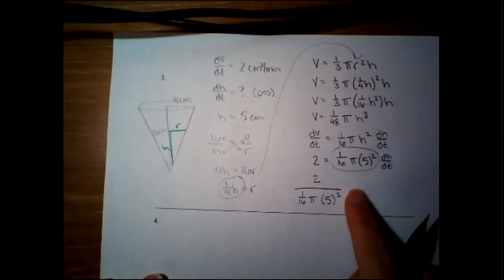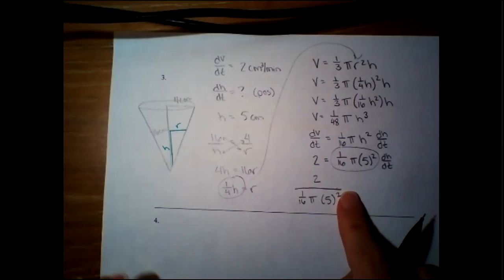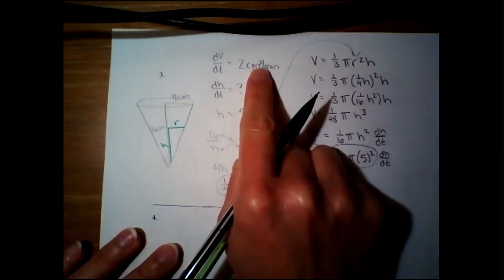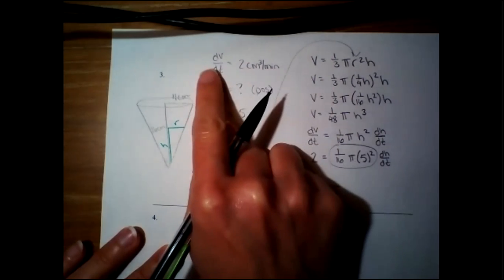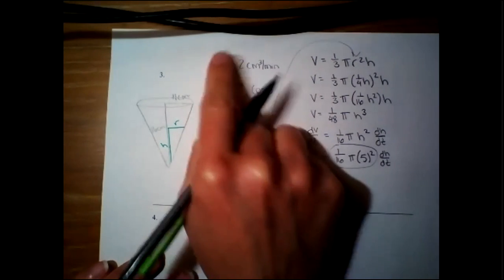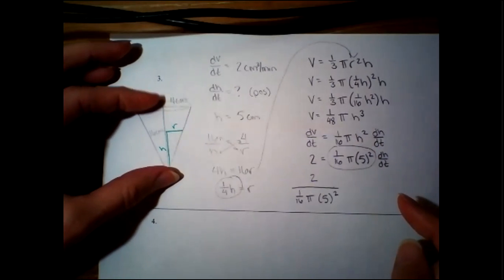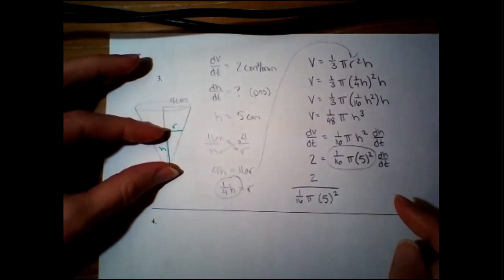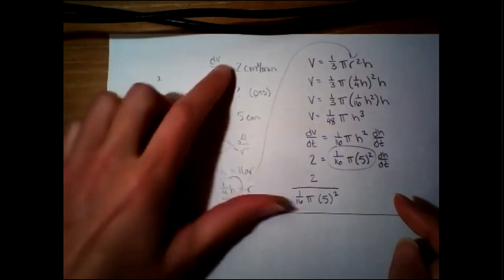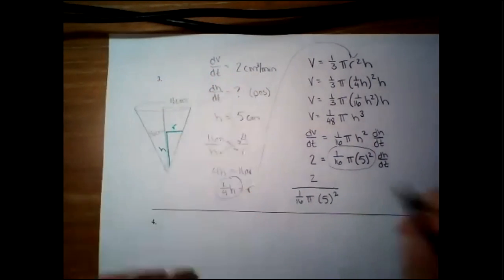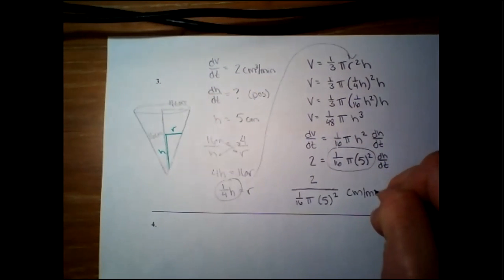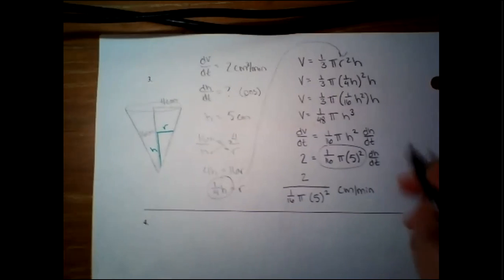And then the last thing I need are units. Now this is a little tricky. We were given centimeters cubed per minute. That was the rate of change for the volume. We just found a rate of change of the height. So it's just this distance. So that's not going to be cubed like the volume was. So it will just be centimeters per minute, because it is not a rate for a volume. It's just a rate for a height.